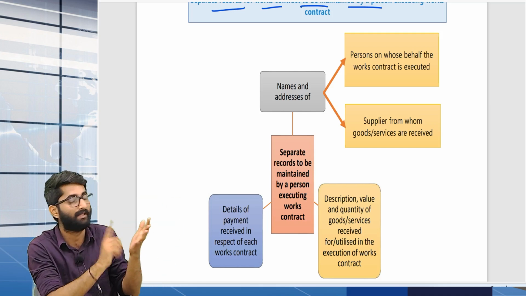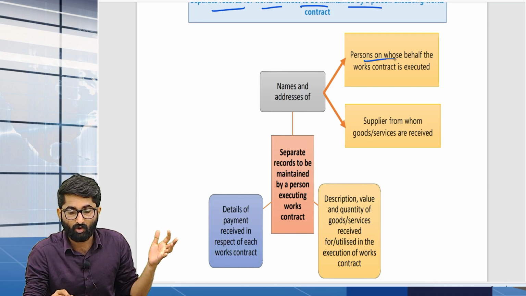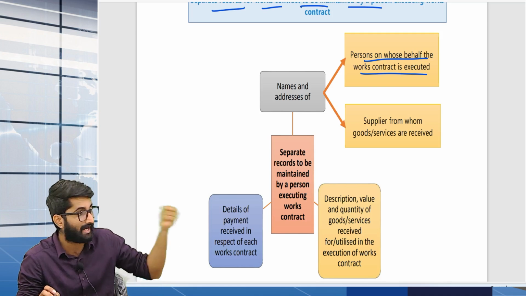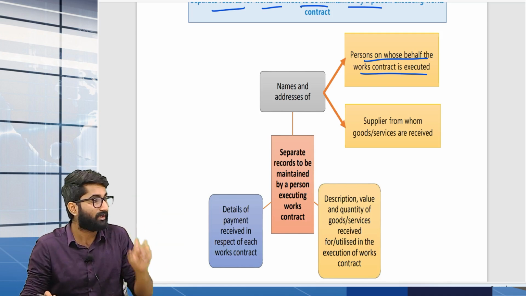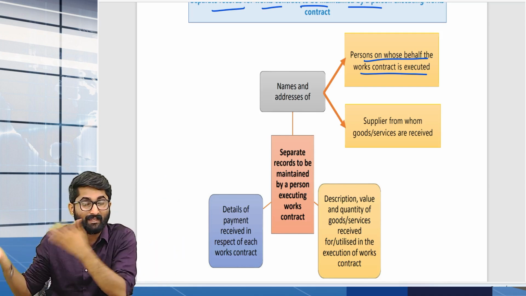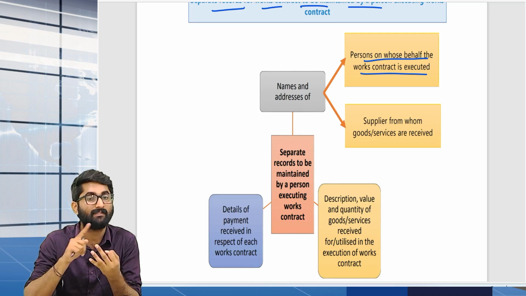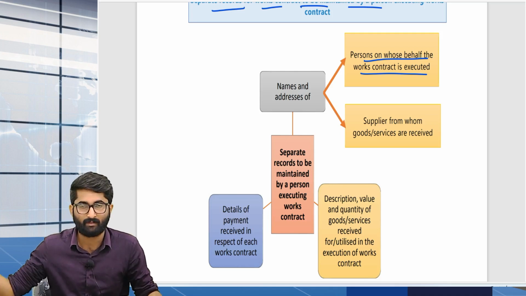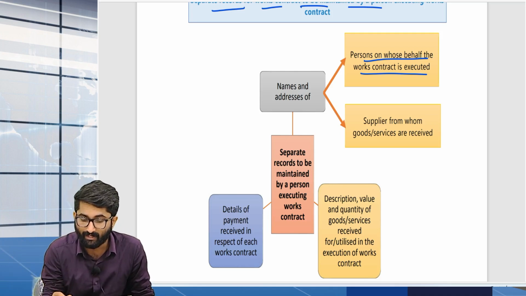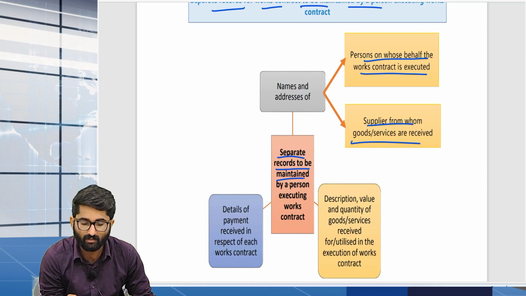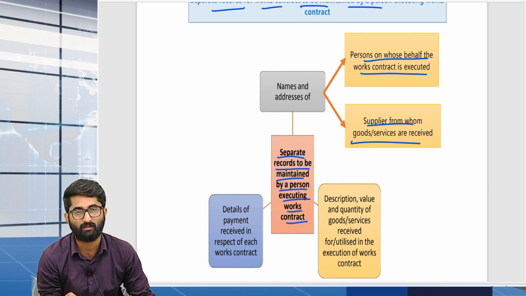I have to maintain the address of the person on whose behalf I take the works contract. At the same time, for this construction I will purchase materials from some person. Materials can be cement, bricks, TMT bars, anything that I purchase. My supplier's address also I have to maintain. And with that, some separate records have to be maintained by the person who is doing the works contract.